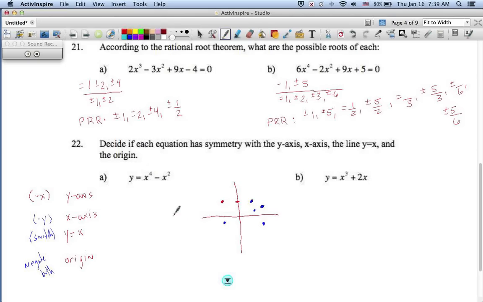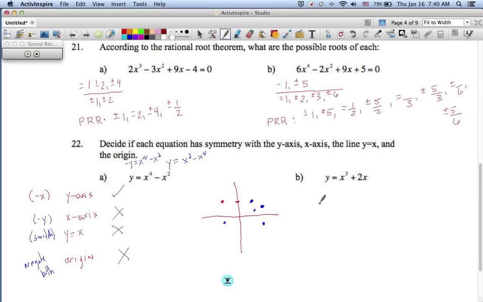So let's run the test. If I negate x, I'm still good because it's an even power and an even power, so it certainly has y-axis symmetry. If I negate y, though, I have -y equals x to the 4th minus x squared. If I solve for y, I get y equals positive x squared and negative x to the 4th. Unfortunately, that is not the same. If I switch x and y, I have x equals y. No good. And if I negate both, again, no good, because these are going to remain unchanged, and this one will change.